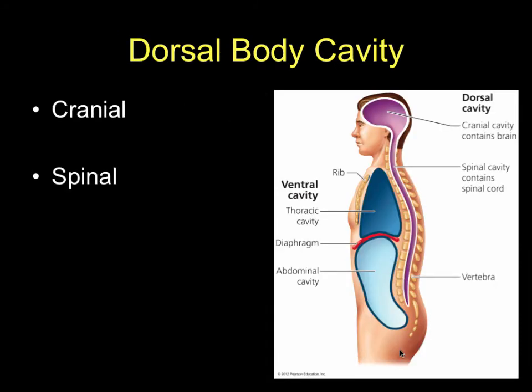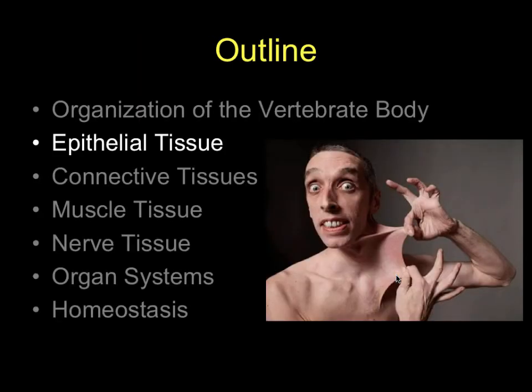The dorsal body cavity, like I mentioned, is the cranium and spinal column. So we have the cranial cavity and the spinal cavity surrounding the brain and spinal cord respectively, for the most part helping to protect them, but also to help them function more efficiently as well.